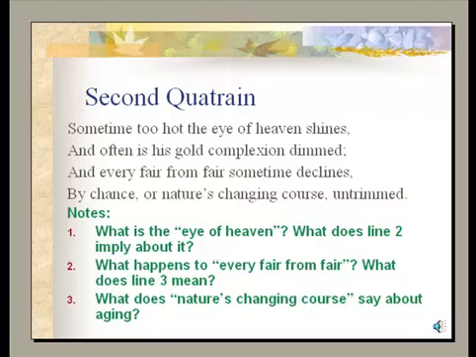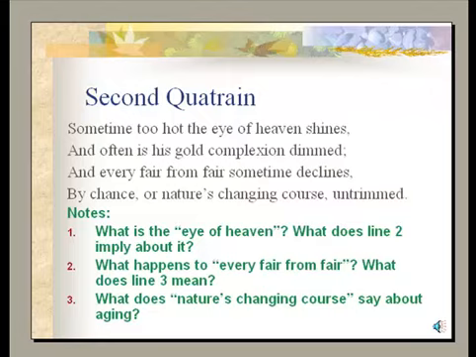So sometimes he says the sun is too hot. And line 2 here, "often is his gold complexion dimmed." What do you think that means? Well, if he's talking about the sun, the only way to get the gold complexion dimmed would be through cloud cover, which again, as I said, in England is pretty common.